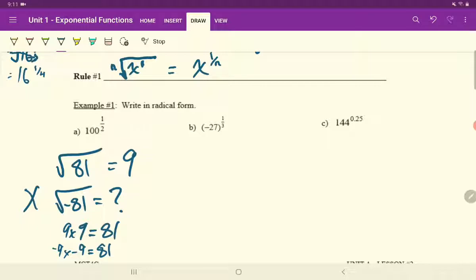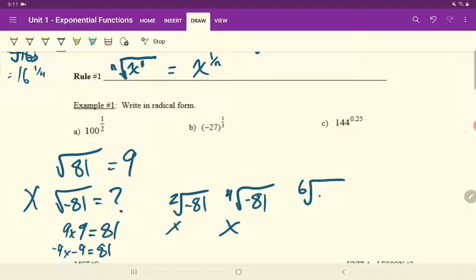And the same applies for every even root. So for square root of negative 81, not possible. For the fourth root of negative 81, not possible. The sixth root of negative 81, not possible. So for every even root, it is not possible to take the root of a negative number. It just won't work. It just can't happen, right? Mathematically, you'll never get any of these to equal negative 81.